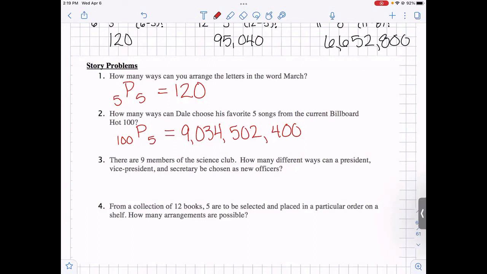Hey, number 3, there are 9 members of the science club. How many different ways can you choose a president, vice president, and secretary? Oh, wait, 9, there's 9 total. 9 permutations of 3. I like the competitive spirit. Okay, take your time, solve it, relax, hang in there. Math is fun with you. Okay, what did we get? 504. There's 504 different combinations of people that could fill those roles.